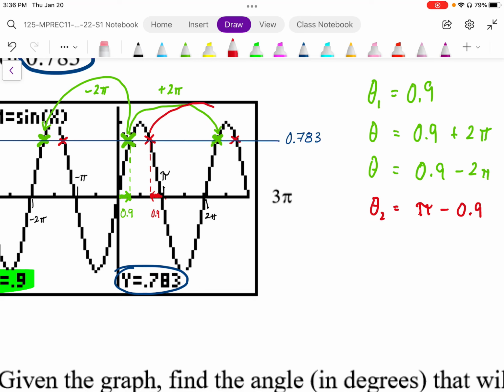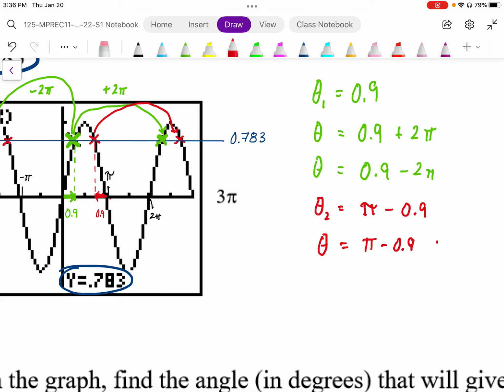Then if we move on to the next red coordinate, if we trace out the curve, it is going to go through one full period again. So going from one to the next, we can start at pi minus 0.9, so that's our starting point. And then we're going to go forwards 2 pi. Simplifying this becomes 3 pi minus 0.9.